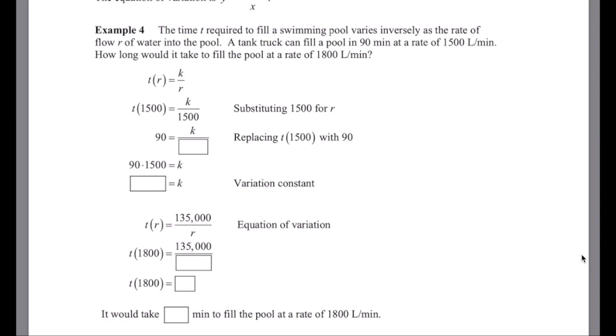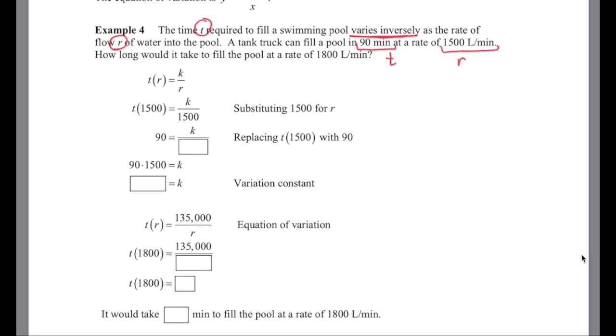The time t, so here's a variable, required to fill a swimming pool varies inversely, so that tells us we're going to divide our k by something, the rate of water. So I'm going to have t is equal to k divided by r. It's telling us that a tank truck can fill a pool in 90 minutes. So this is the time it takes at a fill rate of 1,500 liters per minute. So we also have our r. How long will it take to fill the pool at a rate of 1,800 liters per minute? That will be our third part.